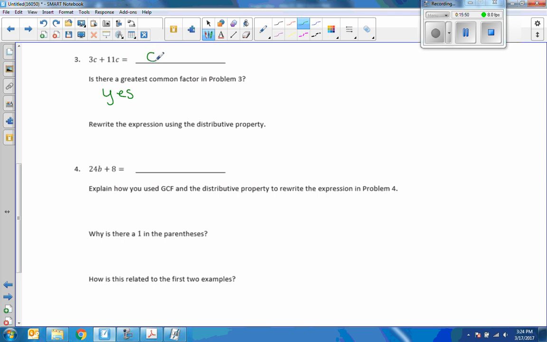They both have a c. Multiply it by, and then inside I'm going to put what's left. So if I take a c away from 3c, that leaves me with 3. 3c divided by c is 3, plus 11c divided by c is 11. So it's the distributive property in reverse. That's what factoring is. So it says rewrite the expression using the distributive property. Well, I already did.